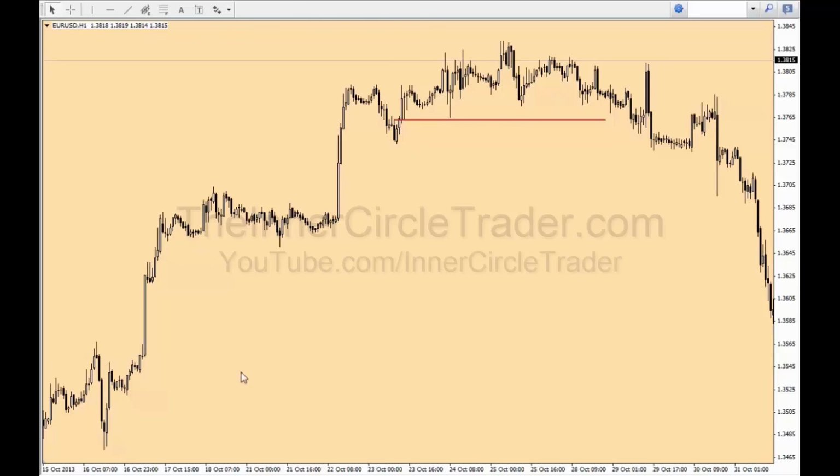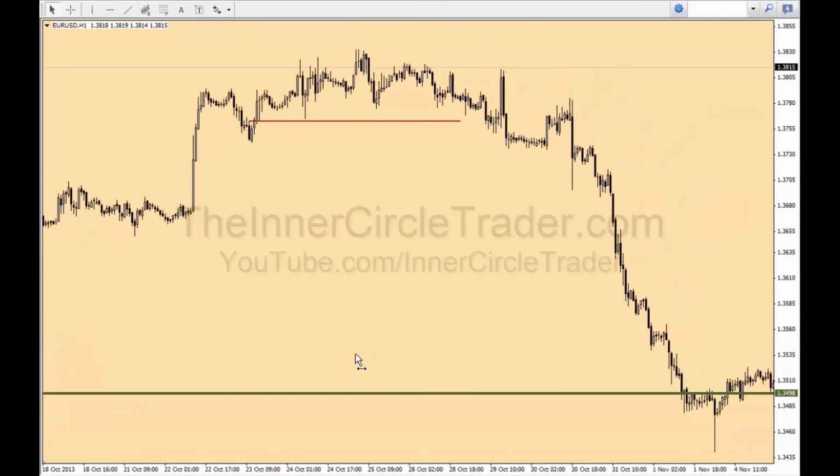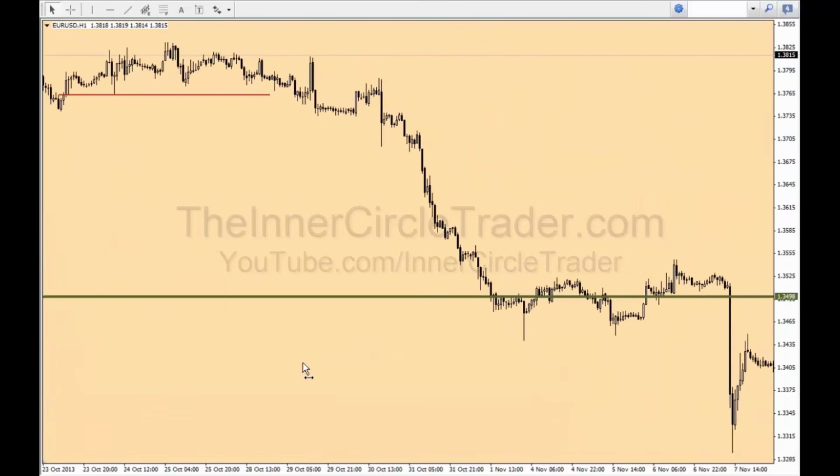But we have this range from this low up to this high, with this bearish candle as the bullish order block. We're going to drop that there. Price comes down right into it, works around that level, and eventually goes into another consolidation.